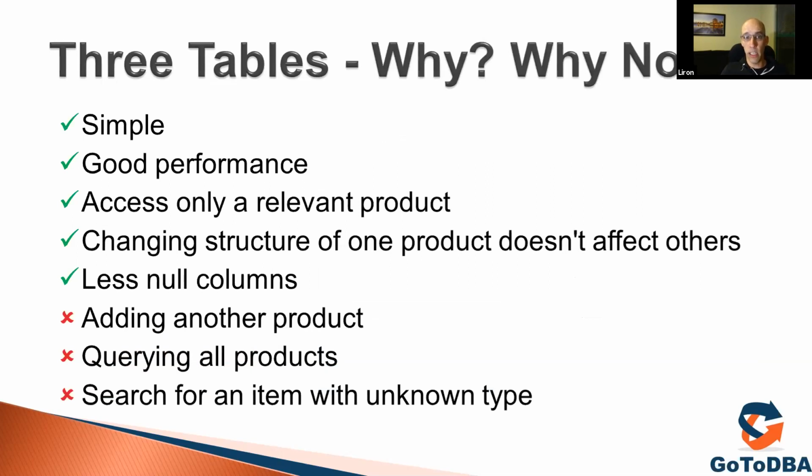First, it's still pretty simple. Okay, pretty good performance again. And unlike the first, the one big happy table, it accesses only a relevant product. So if I want to, I don't know, count all the CDs that I have in the stores, I wouldn't need to scan the entire table with all the products. I will only scan the audio table, which is exactly what I need, and that's great.